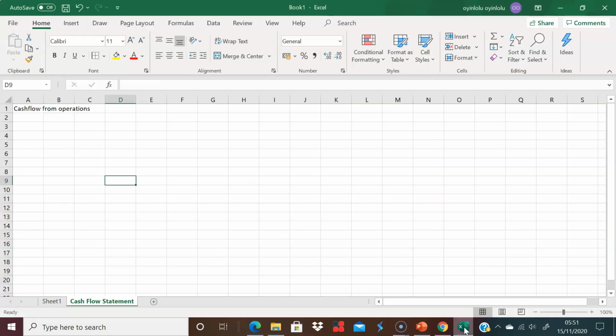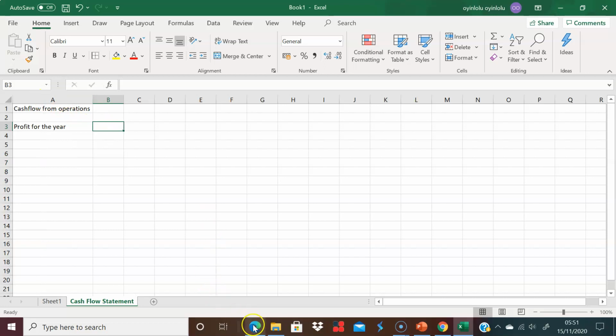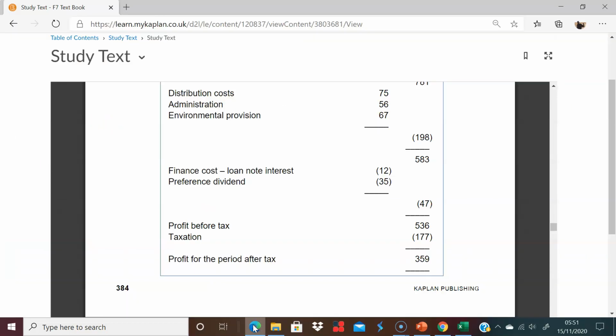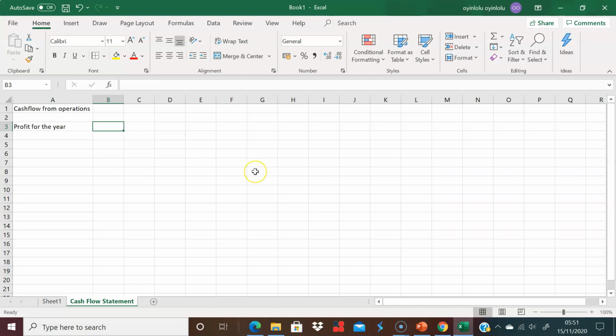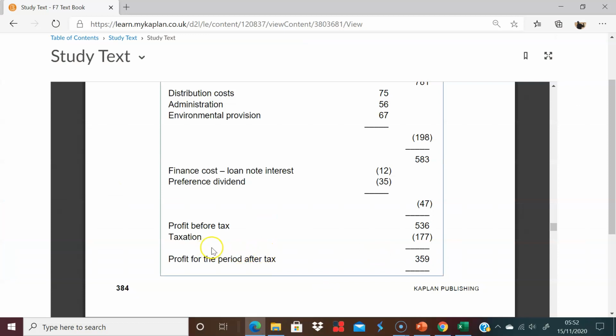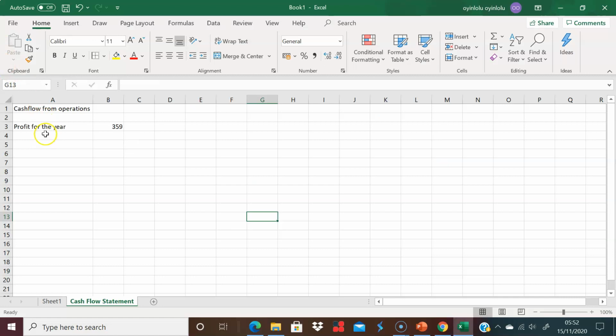So I'm just going to go back here and create a screen. I'm trying to get cash flow. I'm just going to start with profit for the year. Again, like I say, it doesn't really matter, because my starting point is profit from operations. So I'll start with 359, and then the first thing I'm going to do here is add back taxation. I'm working backwards, aren't I? So I'm going to add back taxation.